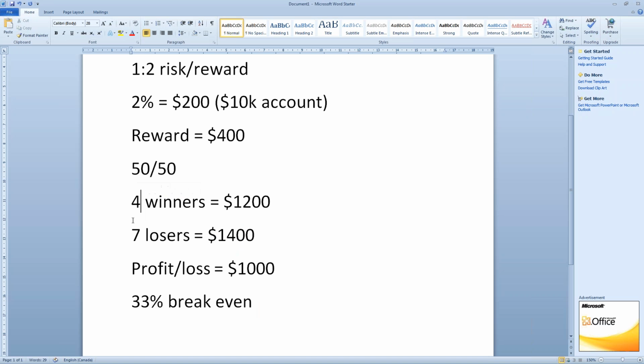So if we go back here to 4 winners and 6 losers, this is as close to break even. Somewhere in between here, we're going to hit our break even scenario. So when you're going for a larger profit objective, you need fewer winners and you can tolerate more losers, providing you don't risk more than you can afford.